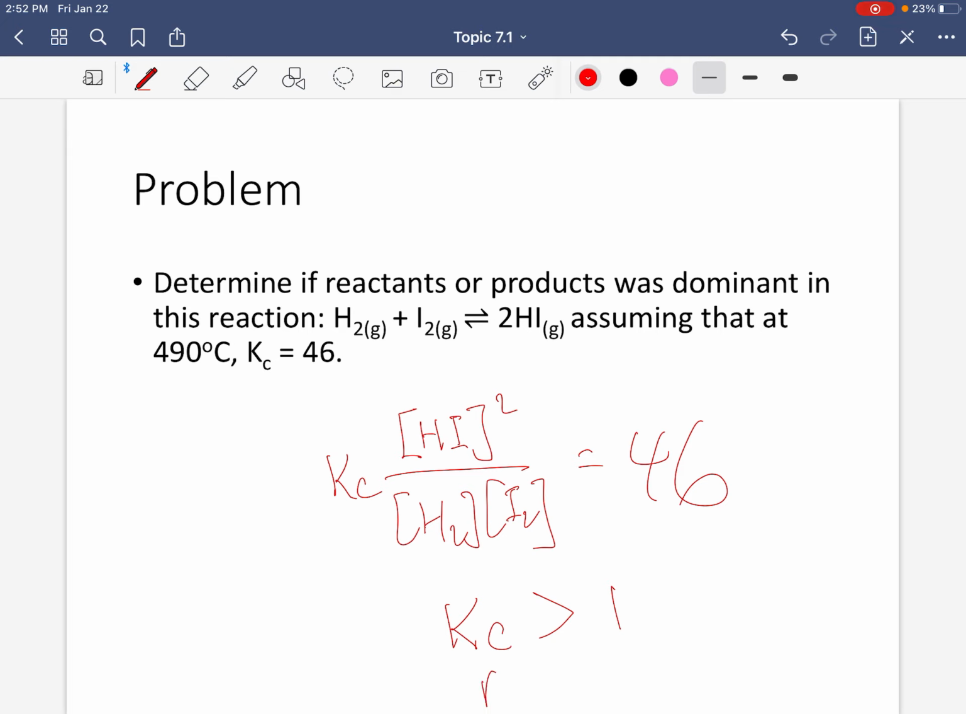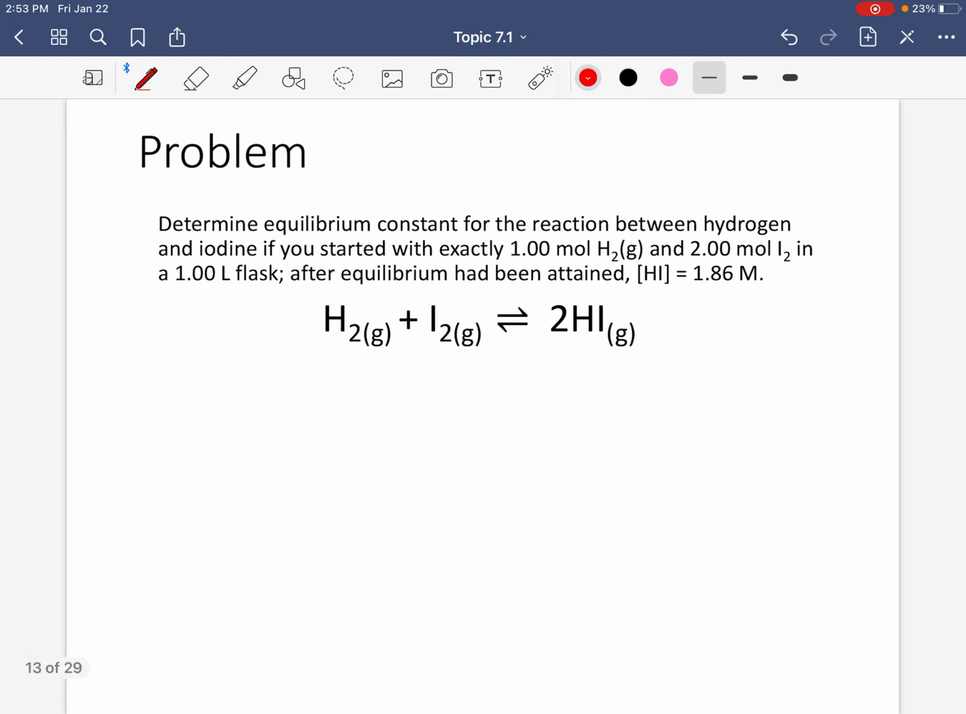So product will dominate. There you go. It's a very simple question, just to see if you understand the theory. Here's some more serious questions. Oh my goodness.